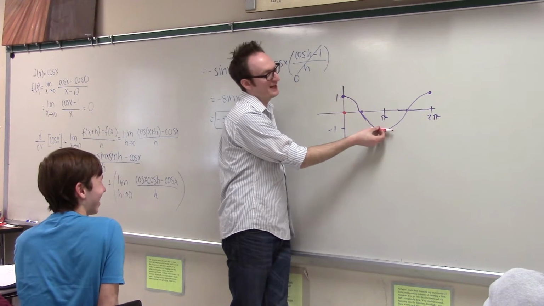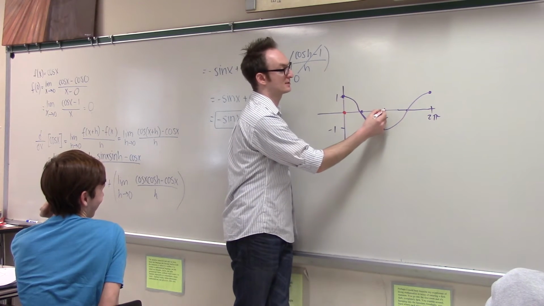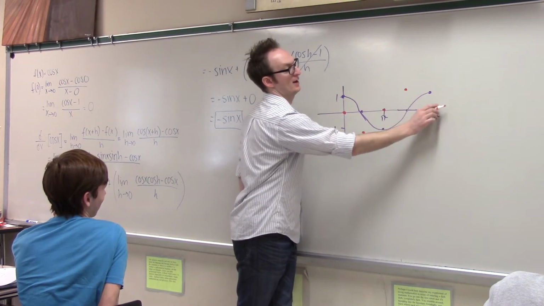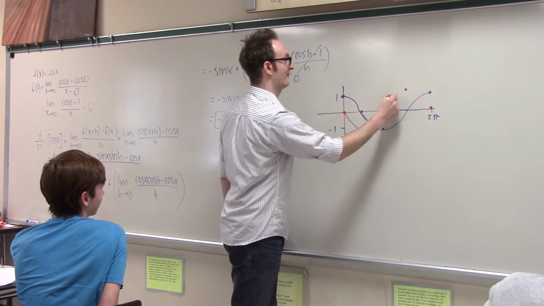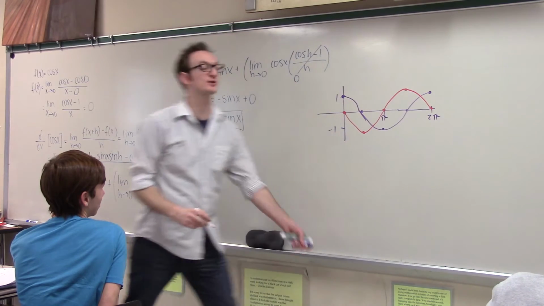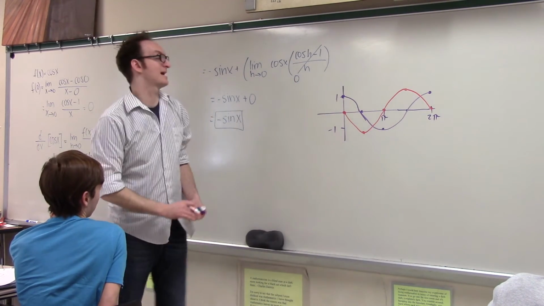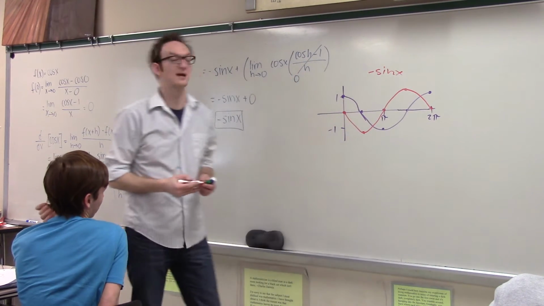So if I look for the derivative of cosine at pi, it's 0 again. Now the derivative is 1, and now the derivative is back to being 0. Okay, so with just a little bit of effort, I have sketched a conjecture for what the derivative of cosine should be. That looks a lot like negative sine. So I conjecture that the derivative of cosine is negative sine.